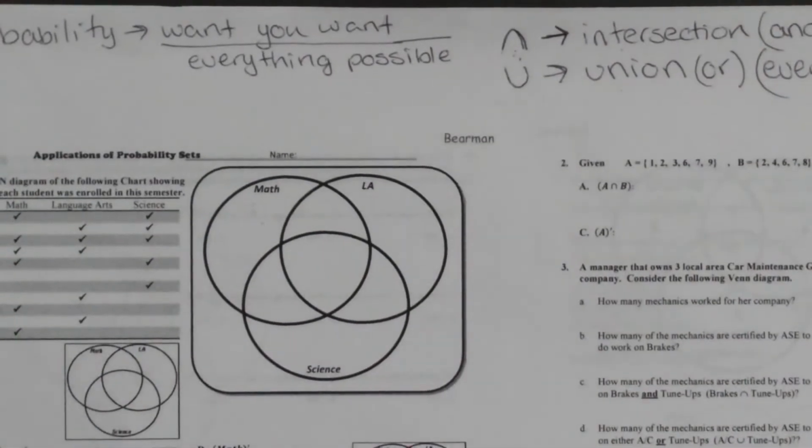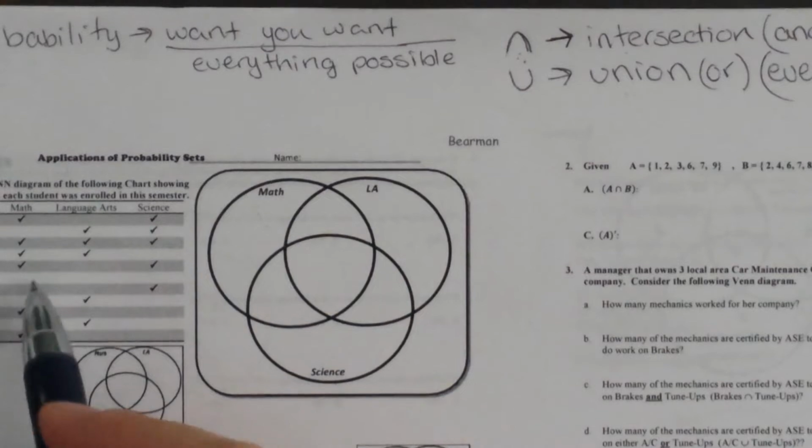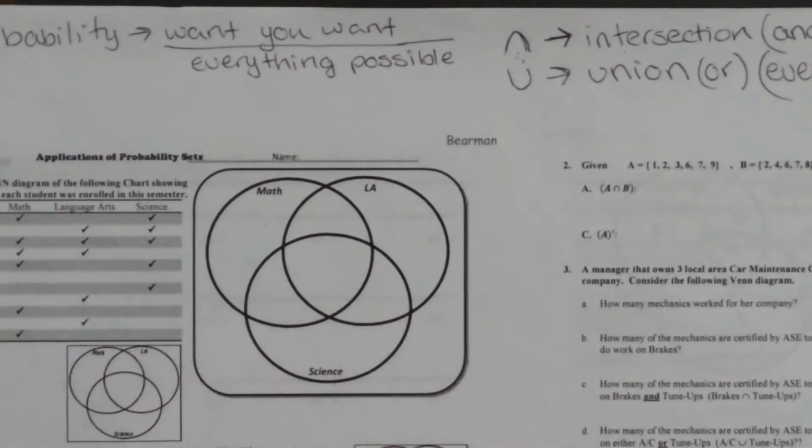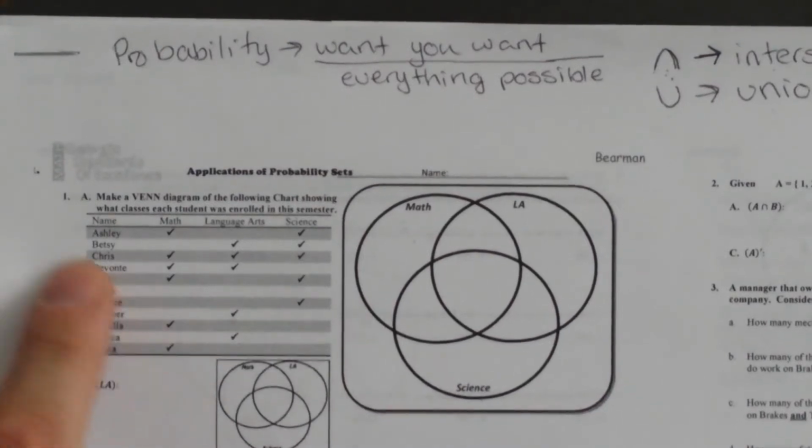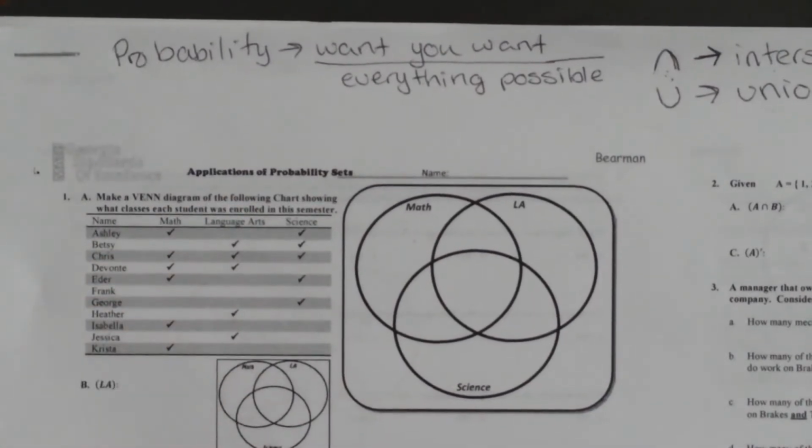So, we're going to do some examples here. I'm just going to go ahead and fill in my letters of who goes where. You don't have to do the name, I wouldn't do the name. I would just do the first letter of the name here.